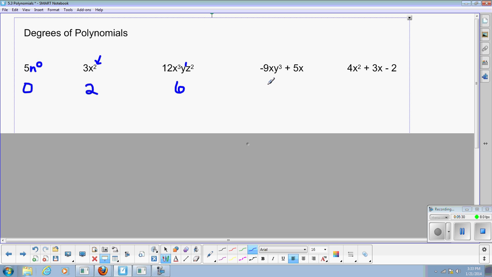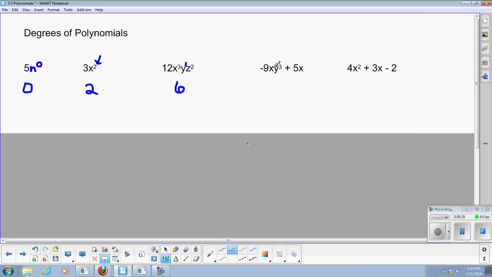So that's how you can look at it with just a single term. What do we do then when I have more than one term, like in a binomial? Well, let's look at our first term. Our first term has negative 9xy cubed. The degree of this term is 4. Let's look at our second term. The degree of this term is 1. Which of those is higher, 4 or 1? Yes, 4 is higher. So when I have a binomial, trinomial, or polynomial, I will take the degree of the highest term.